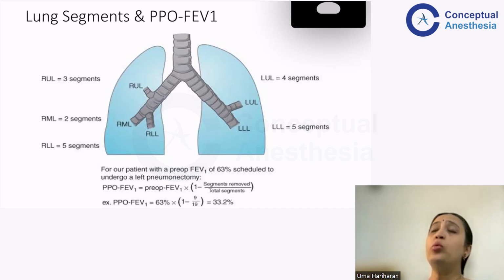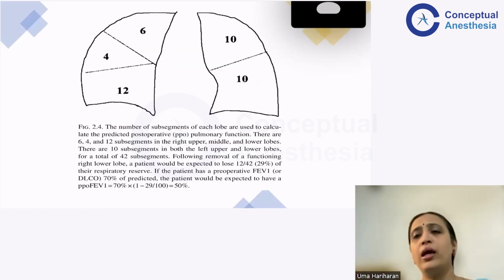So a patient who is having a preoperative FEV1 of 63% following a pneumonectomy of the left side will only have a predicted post-operative FEV1 of 33.2%. So this is important to understand that this patient will need post-operative ventilation for a long time, post-operative respiratory support for a long time, and should be extubated very cautiously and should also have a good respiratory support program.